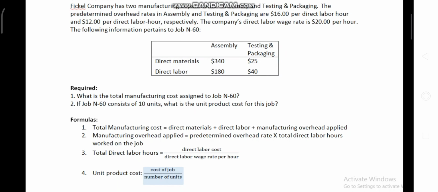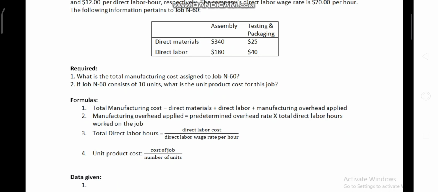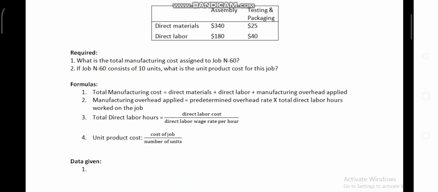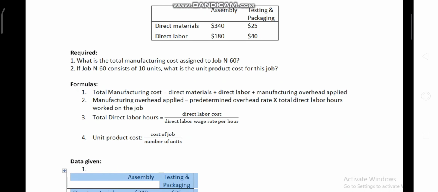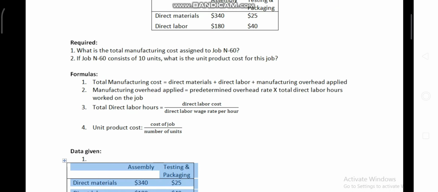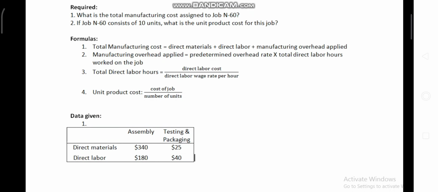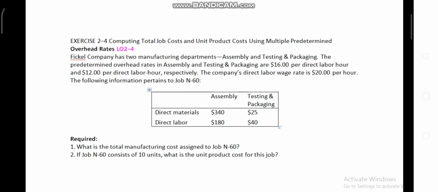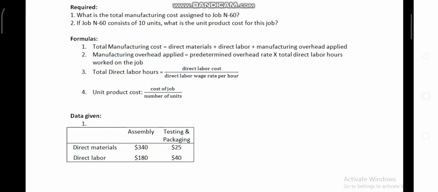First data given is obviously this chart, so I'm just going to copy it here. The second information given here is the direct labor wage rate, that is $20 per hour. This wage rate is for both departments, assembly department and testing and packaging department, so I'm just going to list it down here.